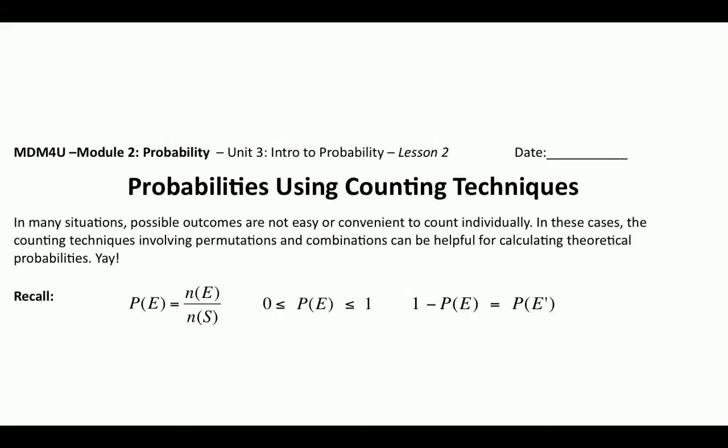So in many situations, possible outcomes are not easy or convenient to count individually. In these cases, the counting techniques that we've learned will be really helpful for calculating the theoretical probabilities.